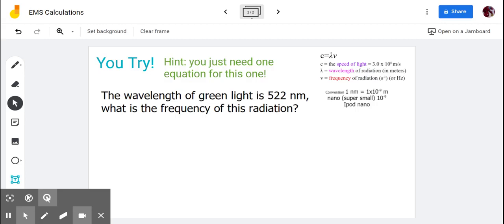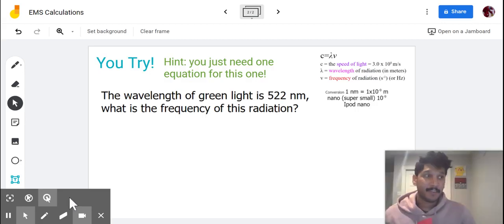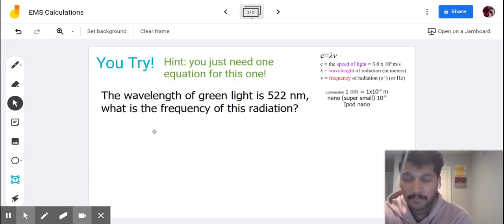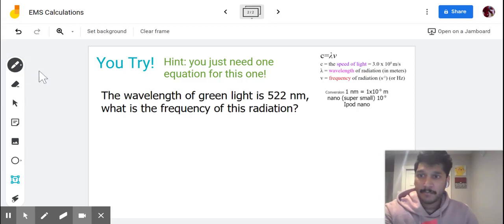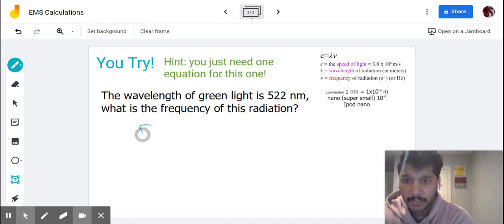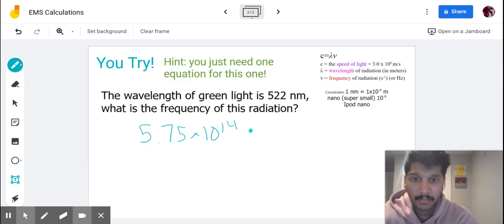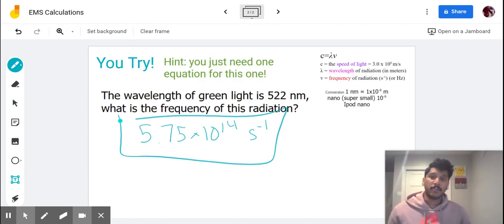Is it paused? Yeah, okay. So hopefully you paused it. Hopefully you tried that problem. And if you tried it, what you should have gotten is 5.75 times 10 to the 14th per second, or you could say hertz, right? So per second or hertz.